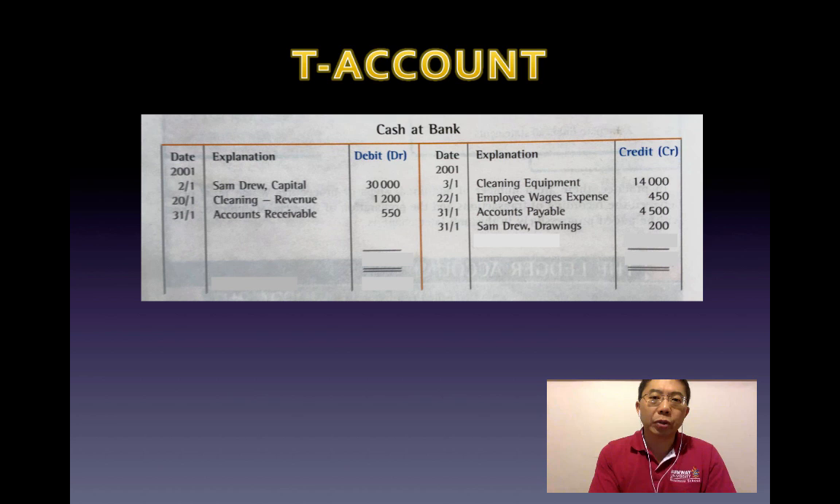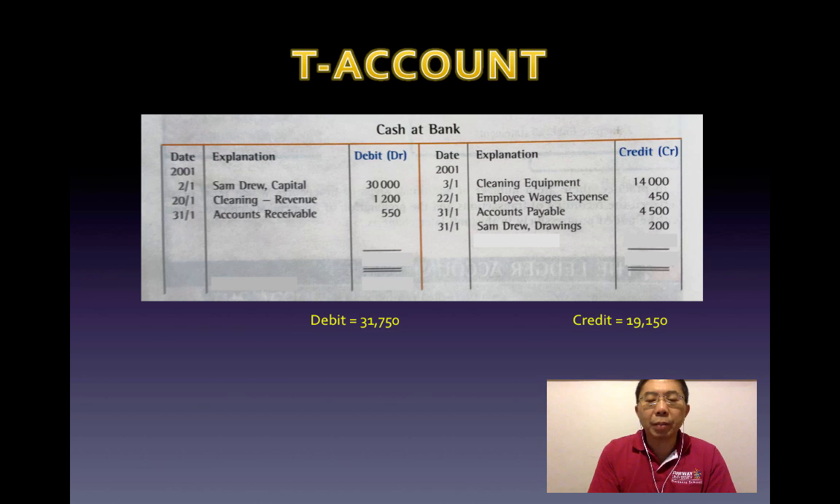So I just want to show you the process, the procedure, how we do that, and how we write or document the calculation of the balance. Well, the very first thing that we need to do when we have a T account with entries on both sides is to total up both sides. So we total up the debit entries. That comes to about 31,750 pounds or dollars. And on the credit side, we add up all the credit entries and we arrive at 19,150.